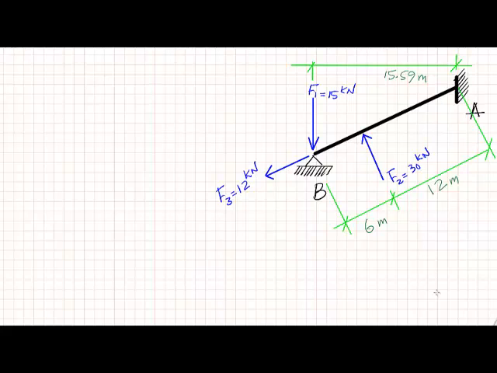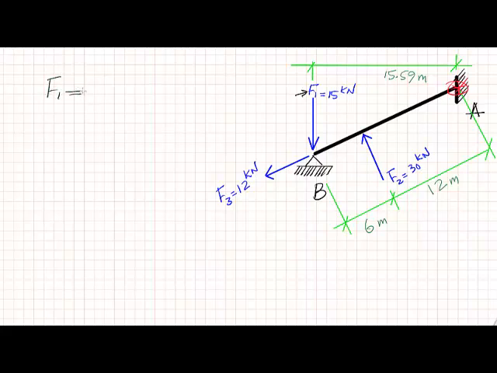Here's another question: calculate the sum of all moments about point A. This is point A. First of all, we need to define the forces and their perpendicular distances. So if we come to the first force, which is F1, this one, the force is 15.